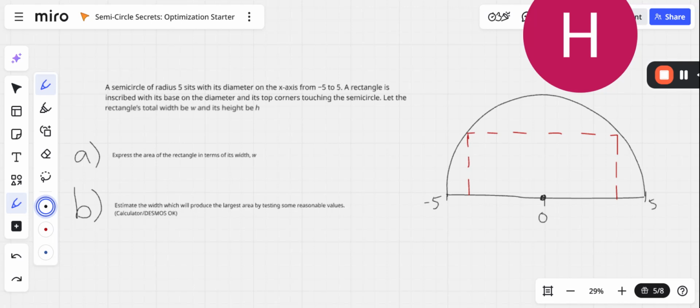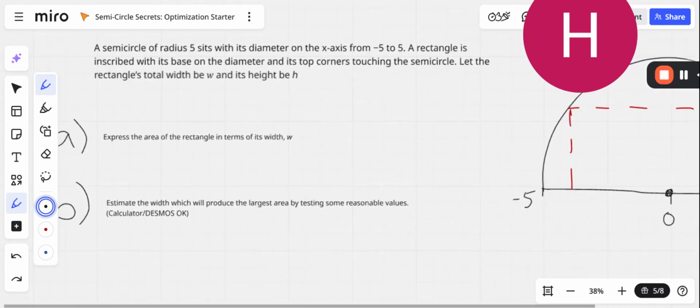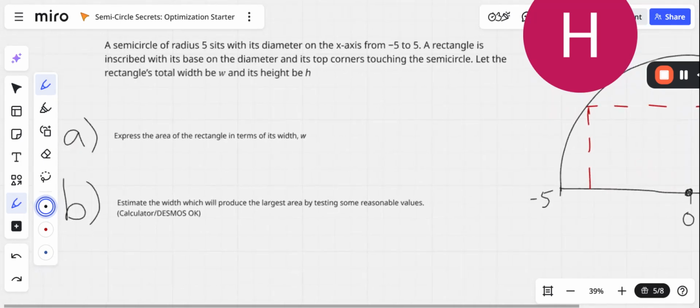And then for part B, we're going to estimate the width. Just estimating, we're not using calculus yet. You're not there yet. We're going to estimate the width, which will produce the largest area by testing some pretty reasonable values. I'll explain what I mean by reasonable.